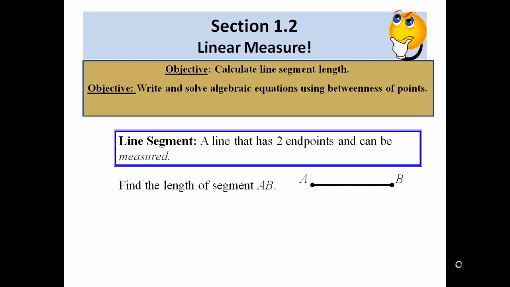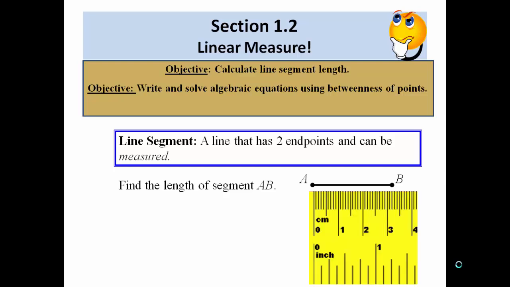So to find the length of any line segment, we can always use our resources such as a ruler. What you will need to focus on whenever you are measuring different line segments is that you're using the correct units and reading your rulers correctly. So we can calculate the length of this segment in two different ways. We can either do centimeters or inches.